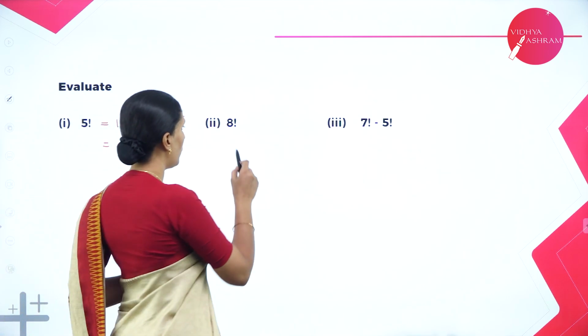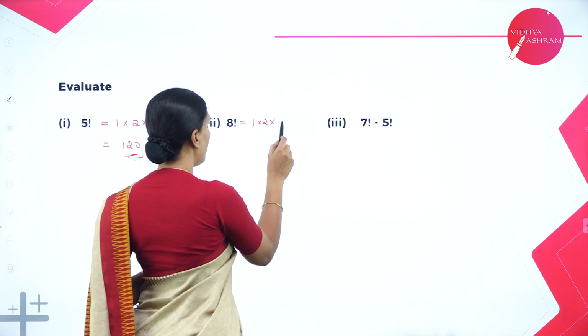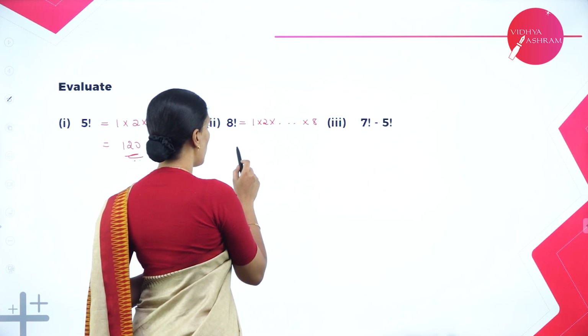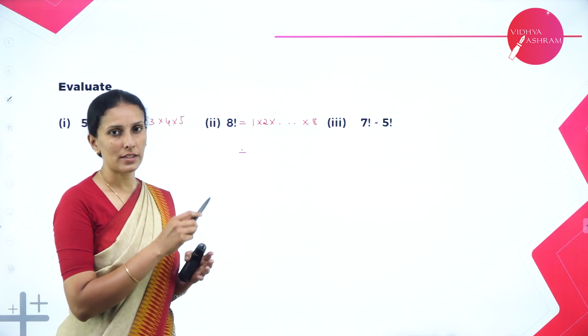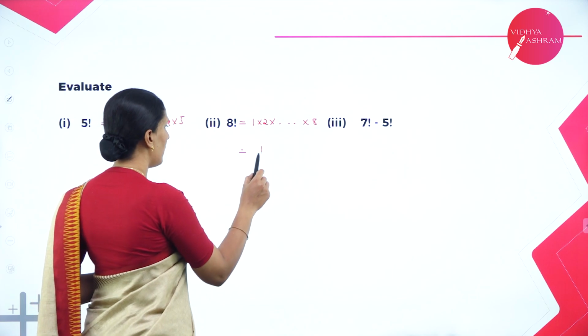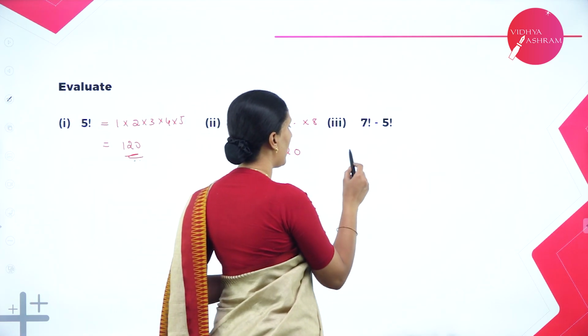Next, 8 factorial. So 8 factorial is the product of all the numbers from 1 to 8. So that means 1 into 2 into 3 into 4 into 5 into 6 into 7 into 8. So the answer will be 40,320.